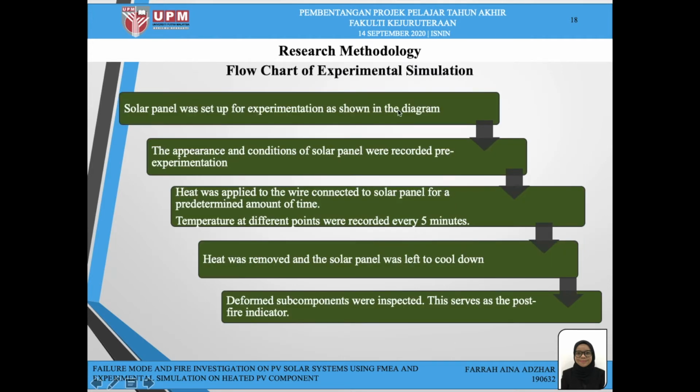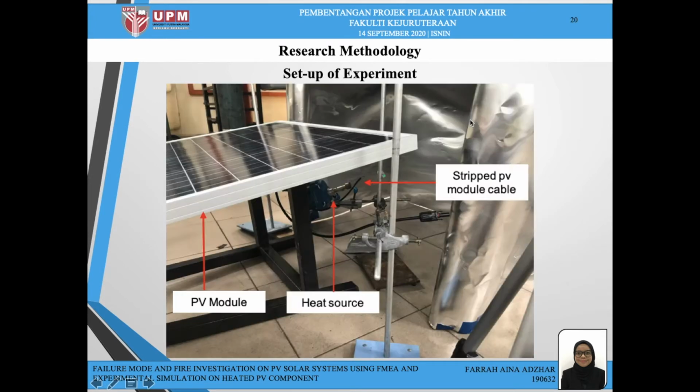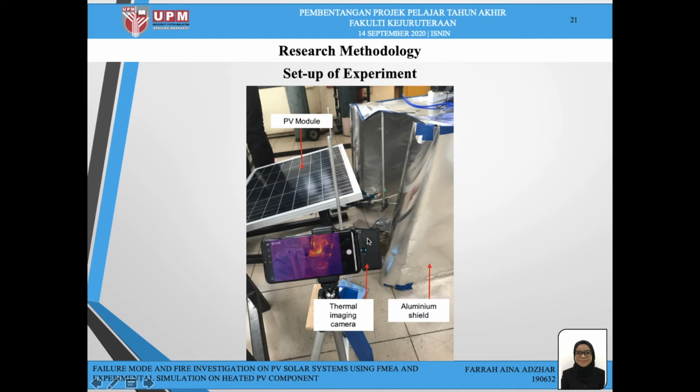This is a brief flowchart of the experimental simulation. This is the setup of the experiment. We have a PV module, and one of the wires is supplied with heat from a Bunsen burner, and the thermometer reads the temperature of both wires. Other than that, we also have another experiment done by a postgraduate student, whereby the fumes produced from the process are collected to be analyzed. This is the setup of the experiment. We have the PV module, the heat source, and one of the wires is being supplied with the heat. And this is the setup with the temperature reading.